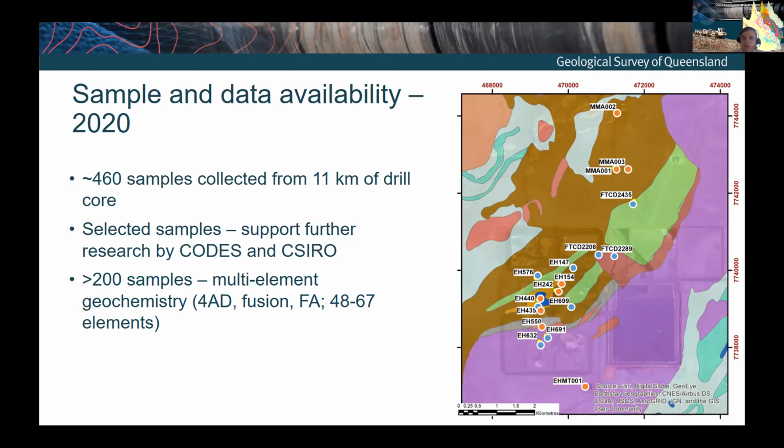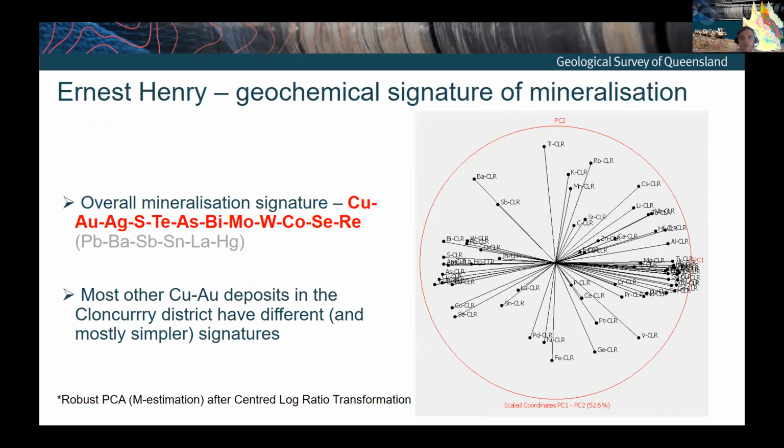So, into a very quick summary of results from the geochemistry. Firstly, the overall geochemical signature of mineralization. The Ernest Henry deposit is characterized by a very distinct multi-element geochemical signature. It's quite recognizable by a combination of hot magmatic hydrothermal elements. And the signature is often considered typical for IOCG deposits in general, and for copper-gold deposits in the Cloncurry district in particular. But most other IOCG deposits in the district are substantially different.